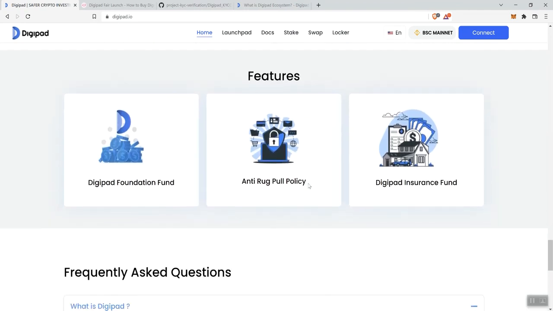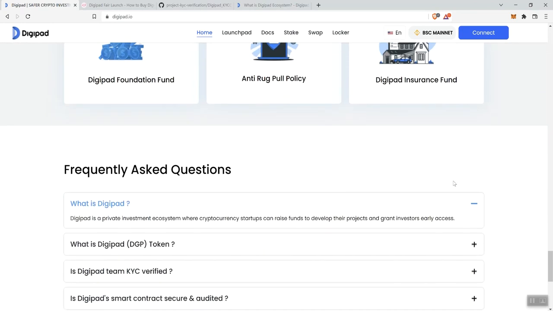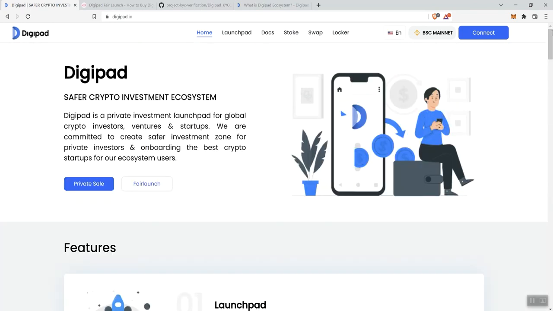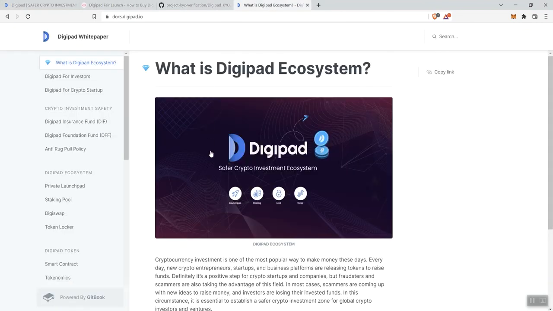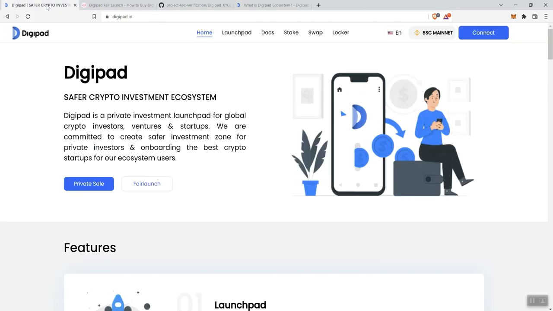So we see features, Digipad Foundation Fund, the DFF, anti-rug pull policy, and the DIF Insurance Fund, and then a standard FAQ at the footer of the page. So that takes us through the project. We do have a white paper here that I would encourage you all to look at, just in case you're interested in taking a closer look at the project. But beyond that, nothing else to add on Digipad. I don't see any truly concerning red flags for me personally.